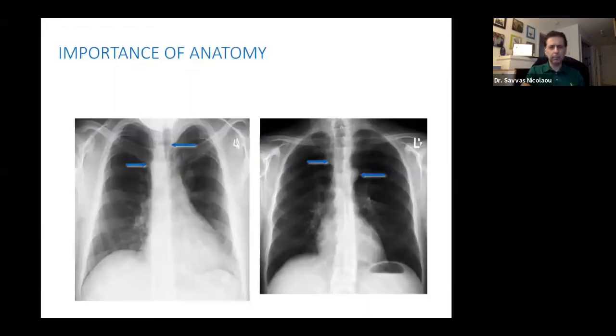What about this example? Why is it important to know anatomy? Because on your right is normal anatomy. On your left, though, we can see that the trachea is displaced towards the left of the midline, not the right of the midline. The transverse portion of the thoracic aorta is not sitting on the left, it's sitting on the right. That is a right-sided aortic arch.